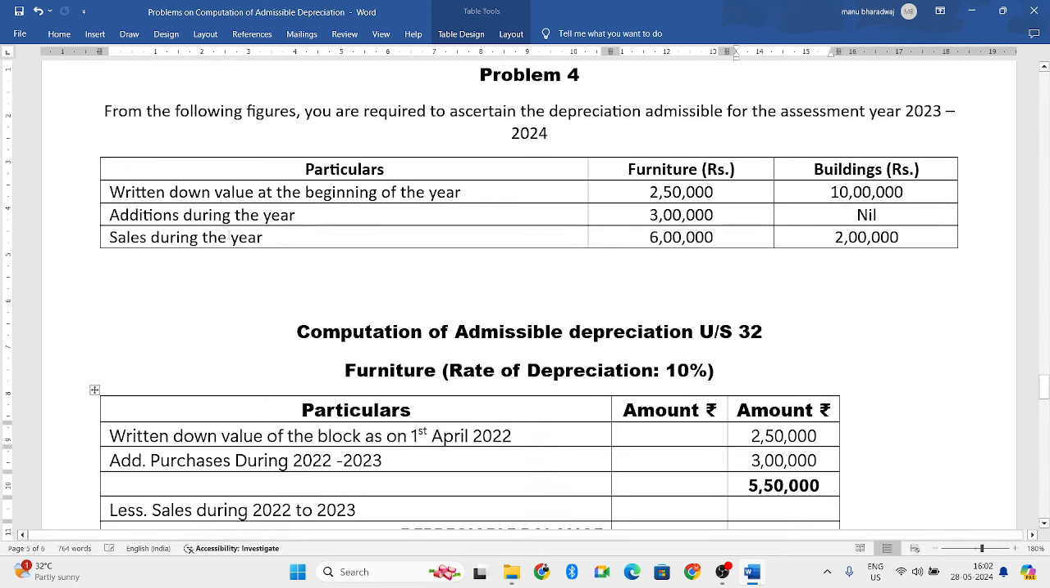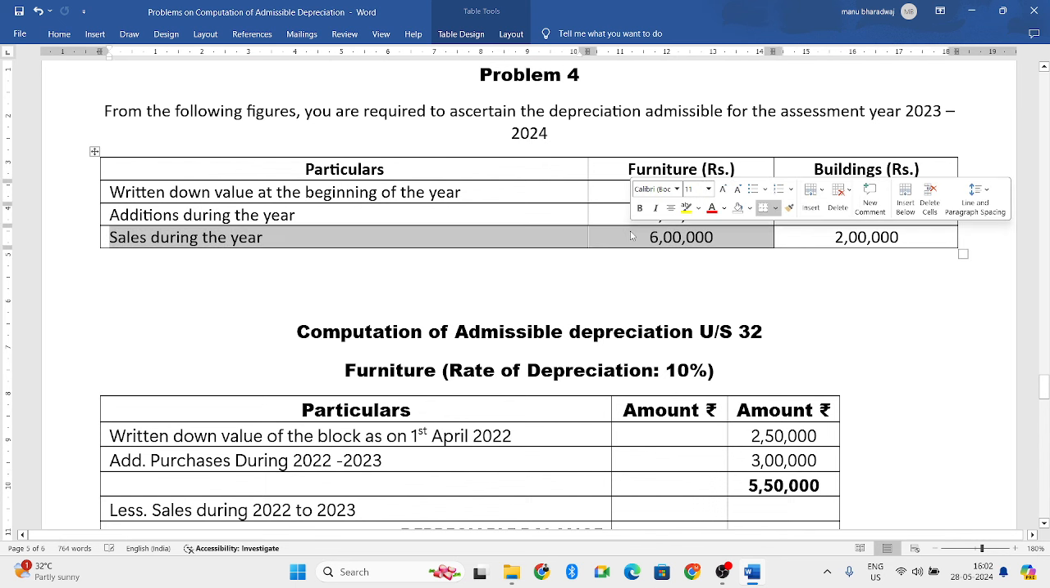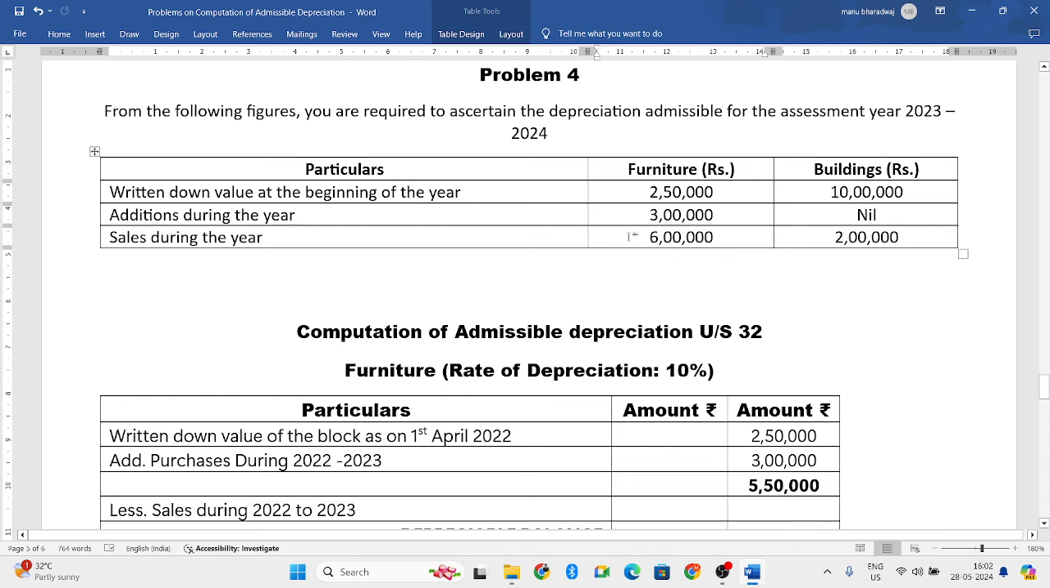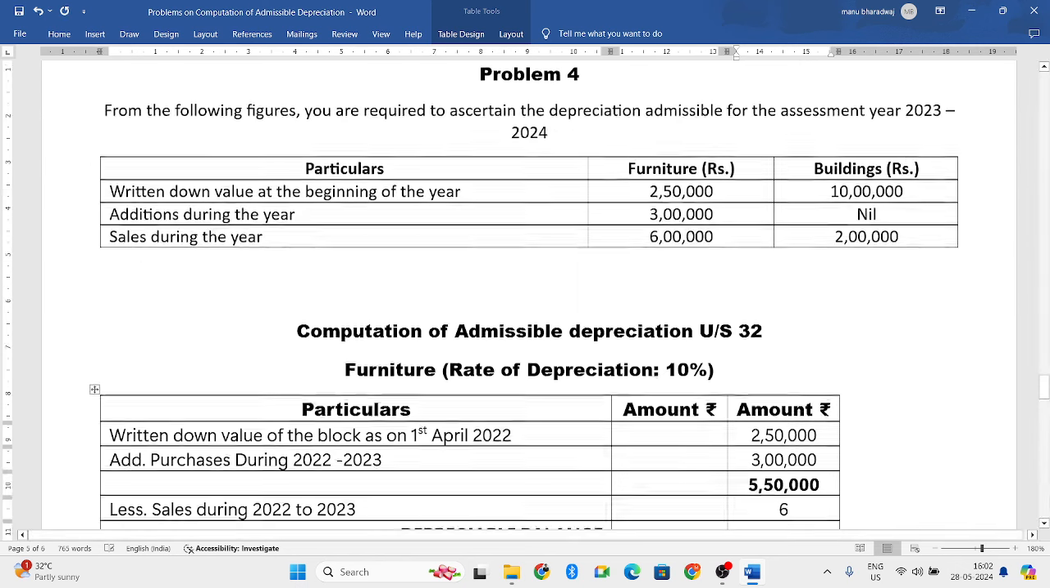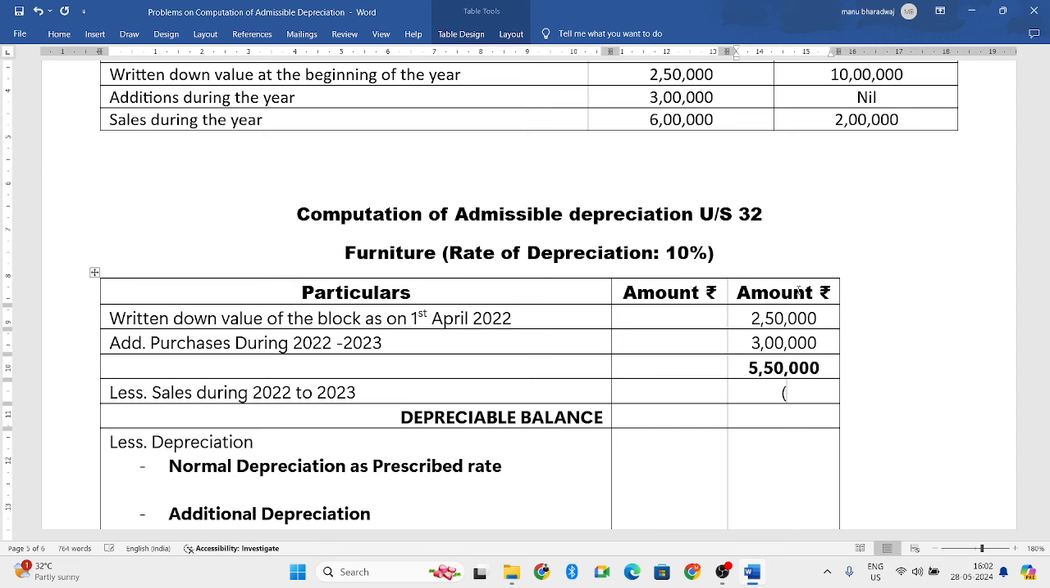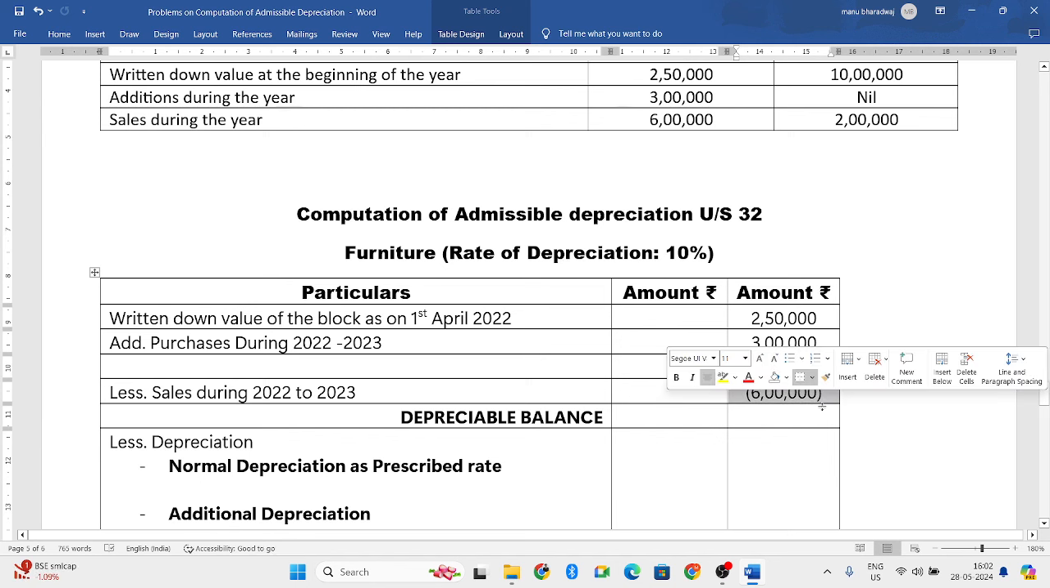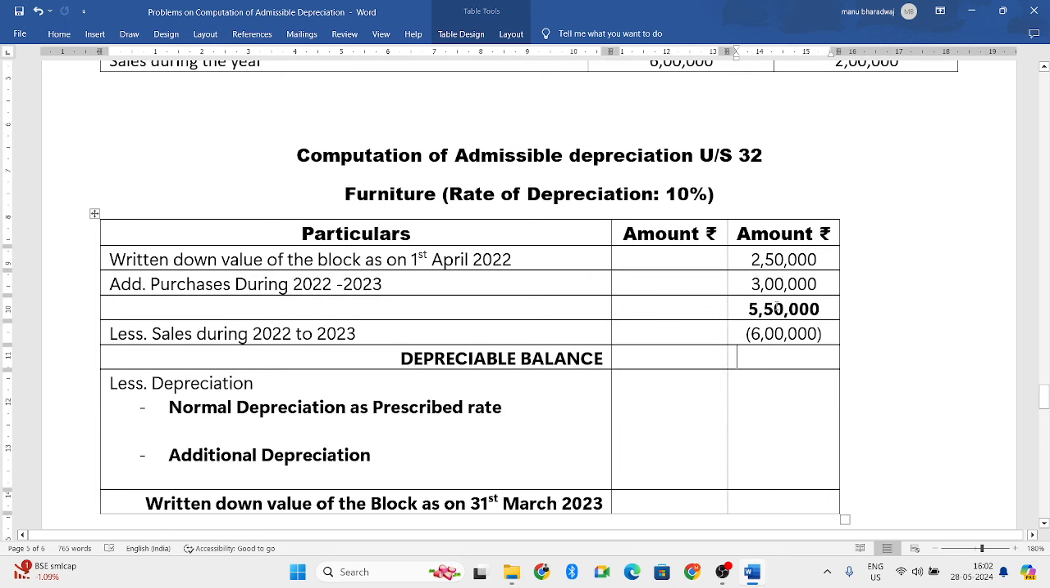From this you have to reduce the sales during the year. So the sales during the year is 6 lakh, sorry, I'll write it in the bracket. 6 lakh. Now if you subtract this 6 lakh from 5,50,000, you get a negative depreciable balance. But you cannot show a negative depreciable balance. It is known as short term capital gain.